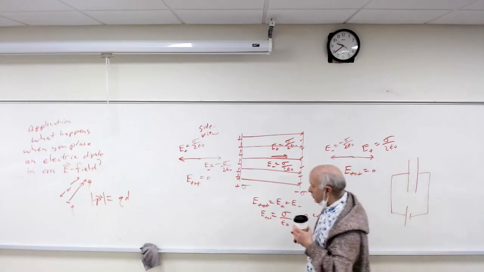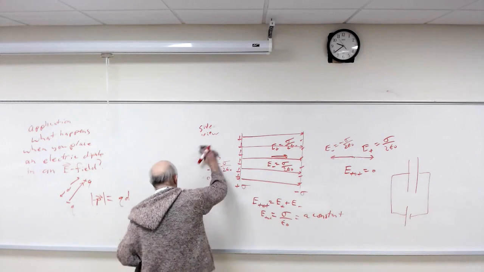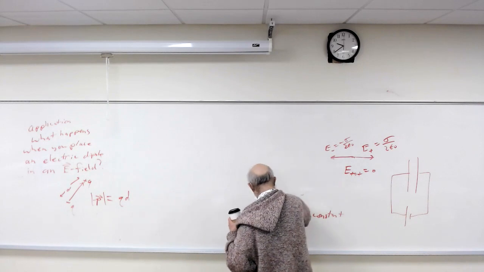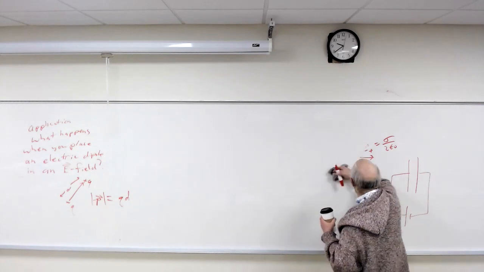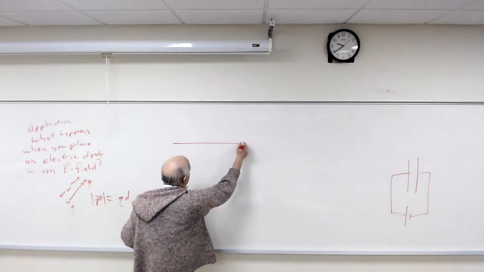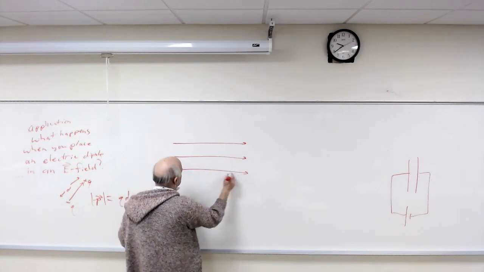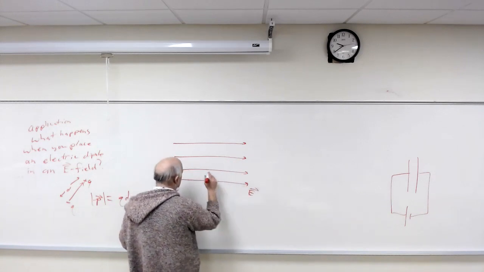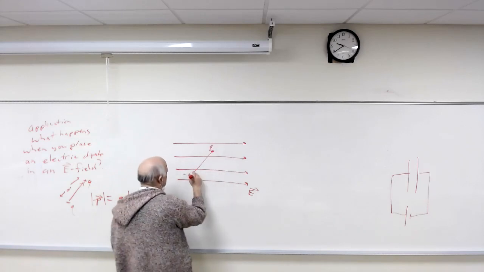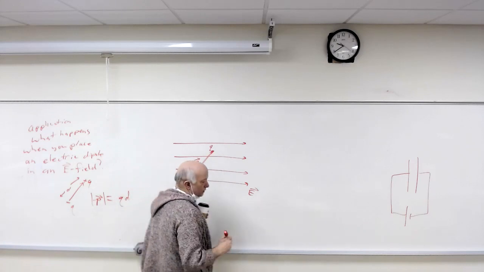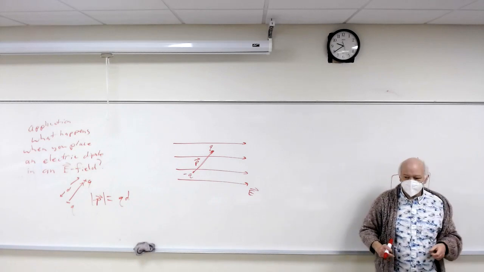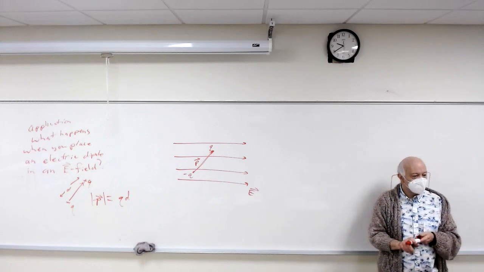So what we're going to do is take this dipole and put it into an electric field. I'm going to assume for simplicity that the electric field is constant. So here's our E, and here's our Q. Will the whole dipole be moved? We're going to find that out. What would happen to my little dipole?